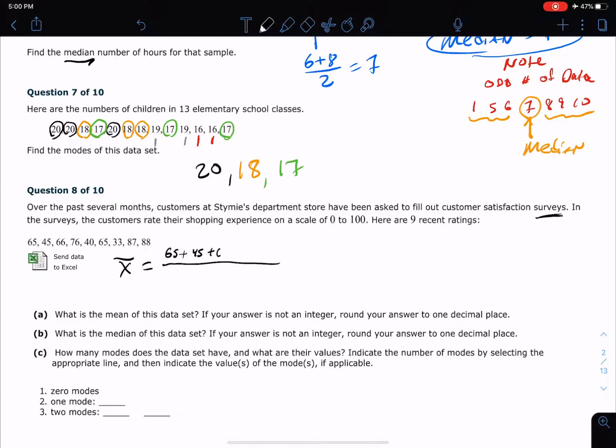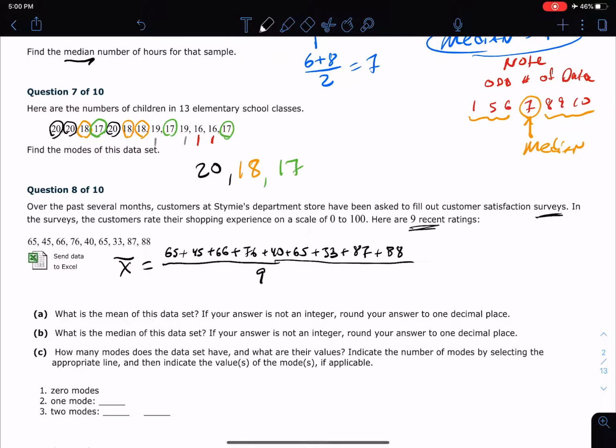All we have to do is add up all the data points: 65, 45, 66, 76, 40, 65, 33, 87, and 88. We need to divide by how many data points we had, and they said they had 9 recent surveys, so I'm going to trust that there's 9 points there. You could count it to double check it. I sum up the numerator and I get 565 divided by 9. This gives me approximately 62 point repeating 7.